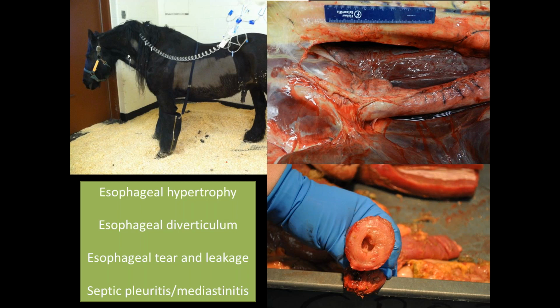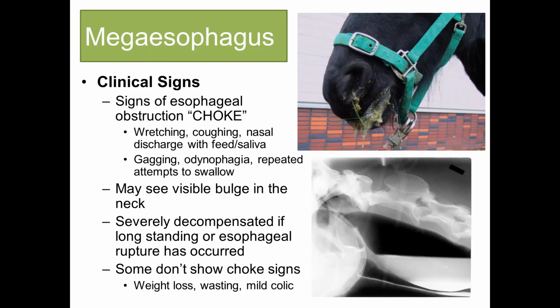So sometimes the more chronic form of this is just weight loss, because they know that if they eat too fast, they're going to feel full and start coughing and seem like they're choked. So just on that, the clinical signs look, in many cases, like an esophageal obstruction or choke.